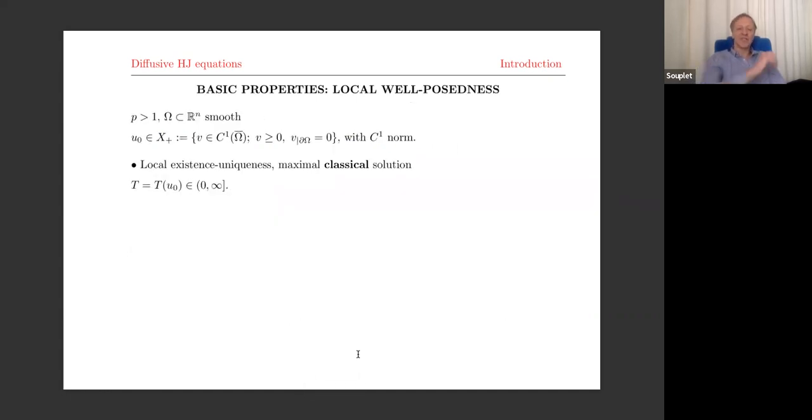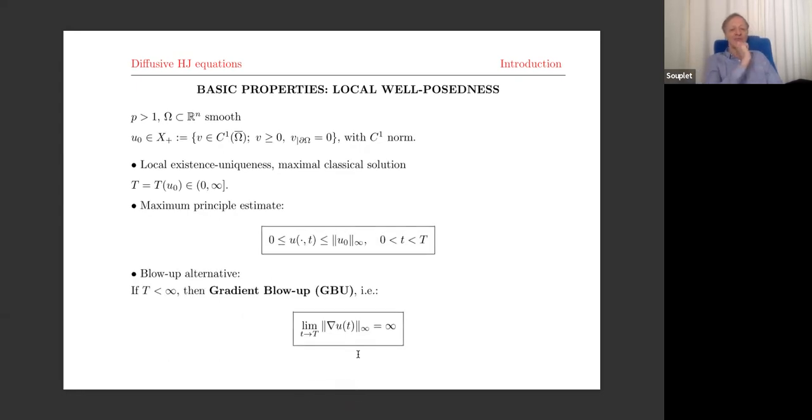So let's start with some basic properties. So the local well-posedness. In this talk, I will discuss the blow-up phenomena. So I assume that I have a smooth enough initial data. I don't want to discuss optimal classes of initial data, although this has been paid a lot of attention. So I start with C1 data, which are zero on the boundary. And the classical theory tells you that there is a unique maximal classical solution up to some time, capital T.